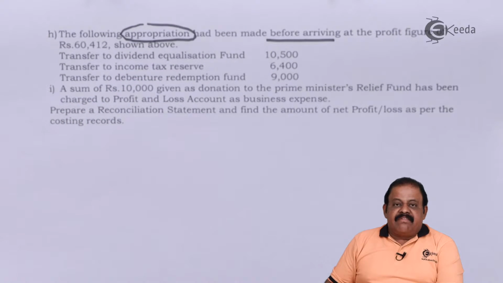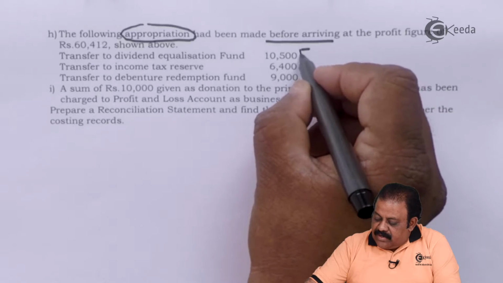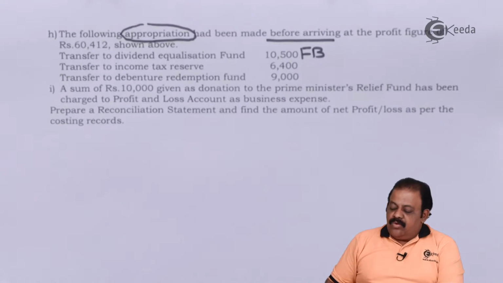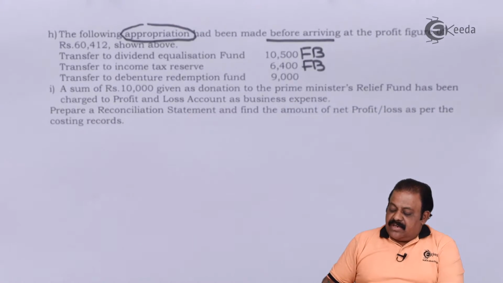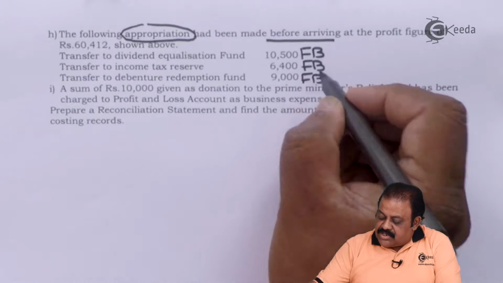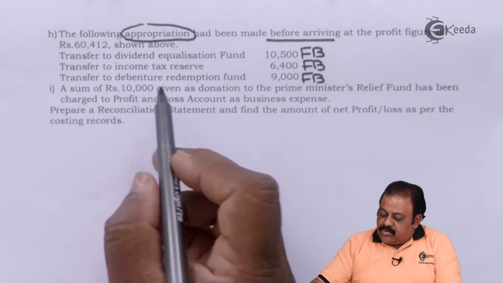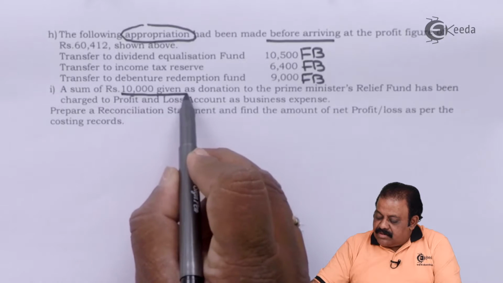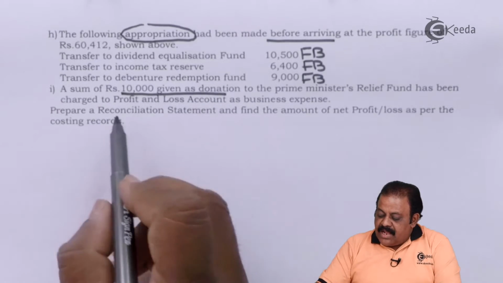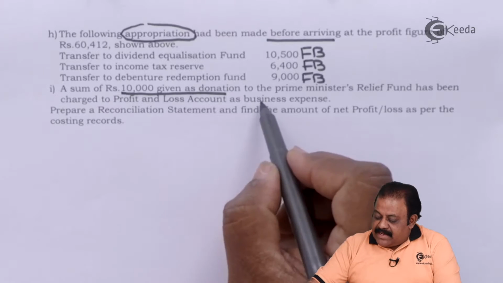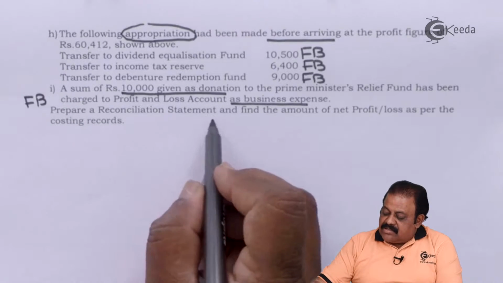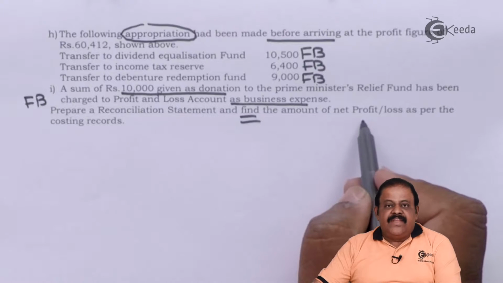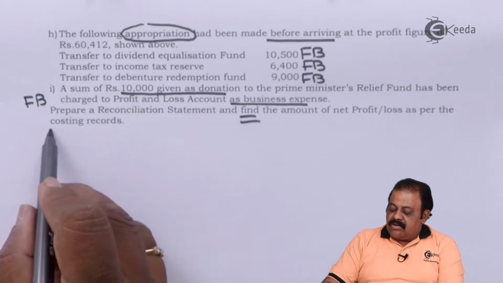Transfer to dividend equalization fund. This is recorded only in financial book. Transfer to income tax reserve, recorded only in financial book. Transfer to debenture redemption fund, recorded only in financial book. A sum of rupees 10,000 given as donation to Prime Minister Relief Fund has been charged to profit and loss account as business expense. So this will be recorded only in financial book. Prepare a reconciliation statement and find the amount of net profit or loss as per costing records.